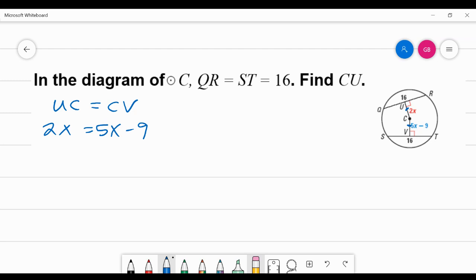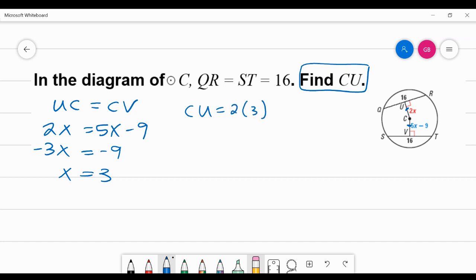I'm going to subtract 5x from both sides. So negative 3x is negative 9. So therefore, x is 3. And if x is 3, that means that CU is 2 times 3, which is 6.